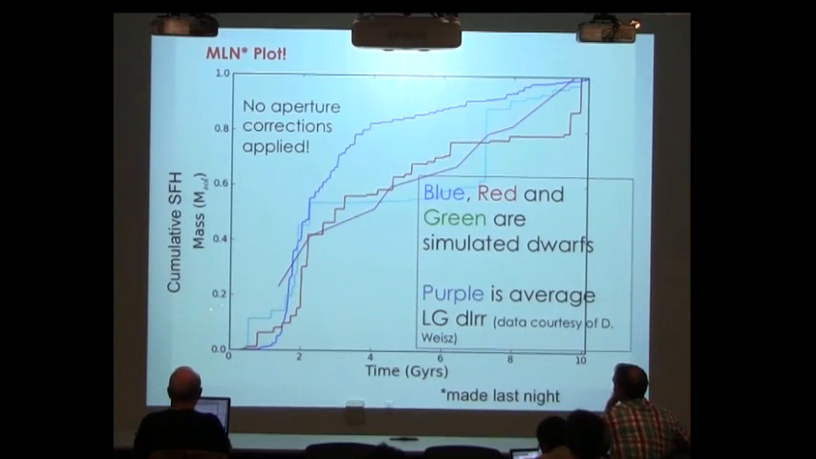So again, it's a cumulative star formation history. And the blue, red, and it looks like blue on this screen, are the simulated dwarfs. And the purple is an average local group dwarf irregular that I got from Dan Wise's data. And so far, for the first 3 most massive halos in the 40 Thieves sample, we show good agreement in the cumulative star formation histories.